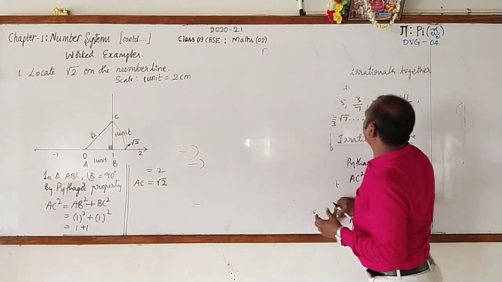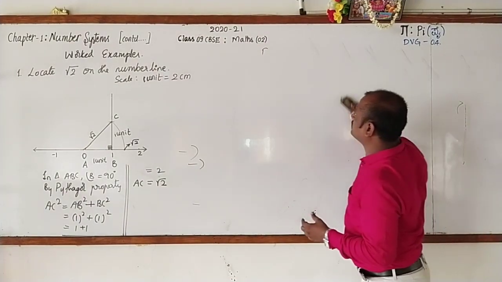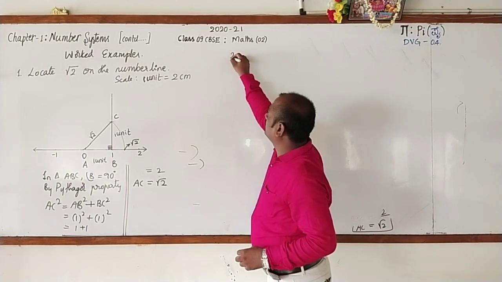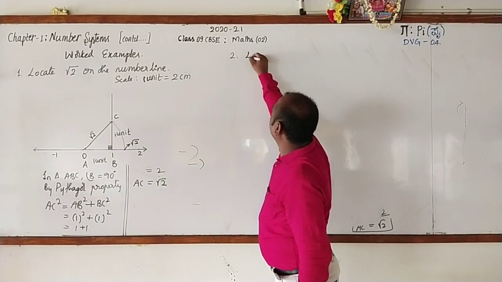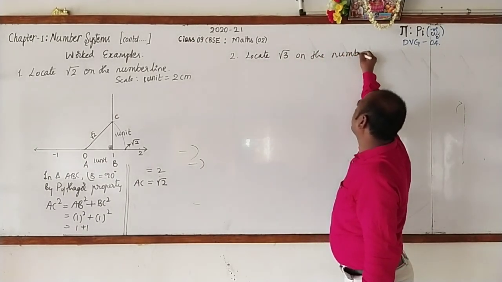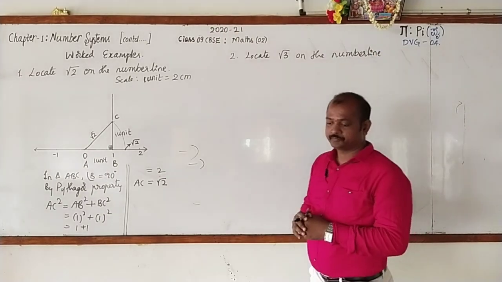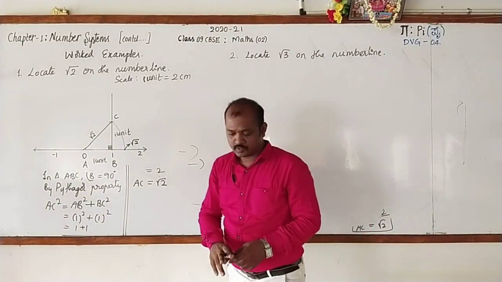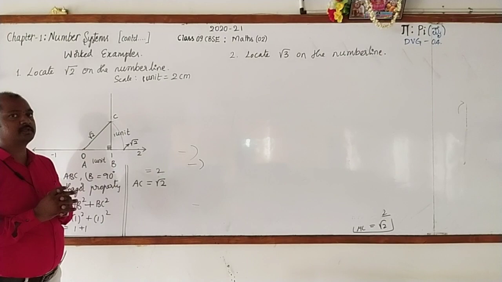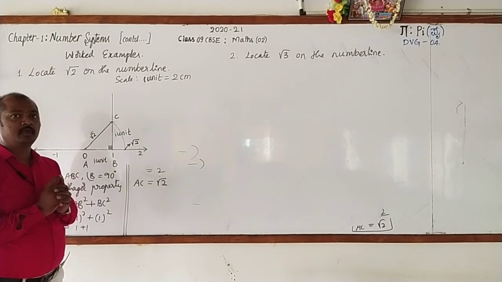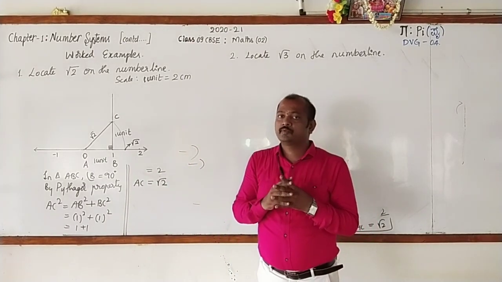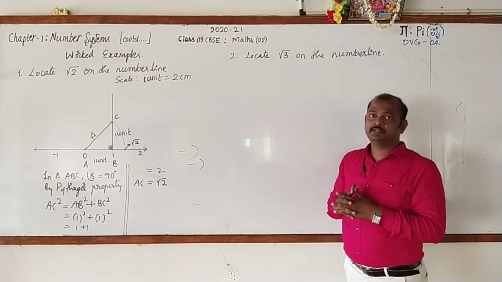Let us come to know how to locate root 3 on the number line. This is interesting. Locate root 3 on the number line. We have already come to know many irrational numbers. One is already located, and root 3. You can just go for trying this. If not, again I'll go for explaining that in the next class.